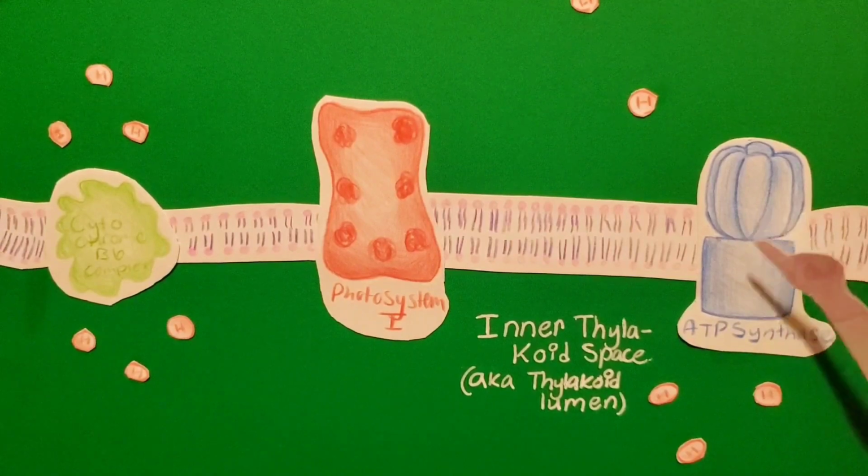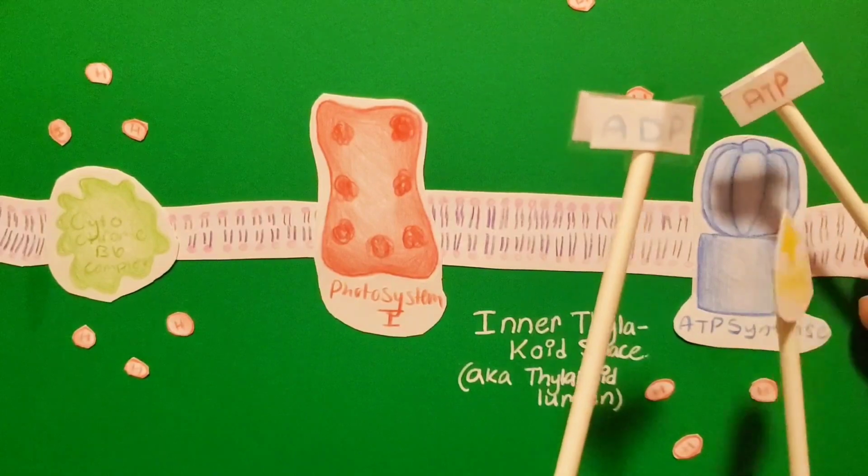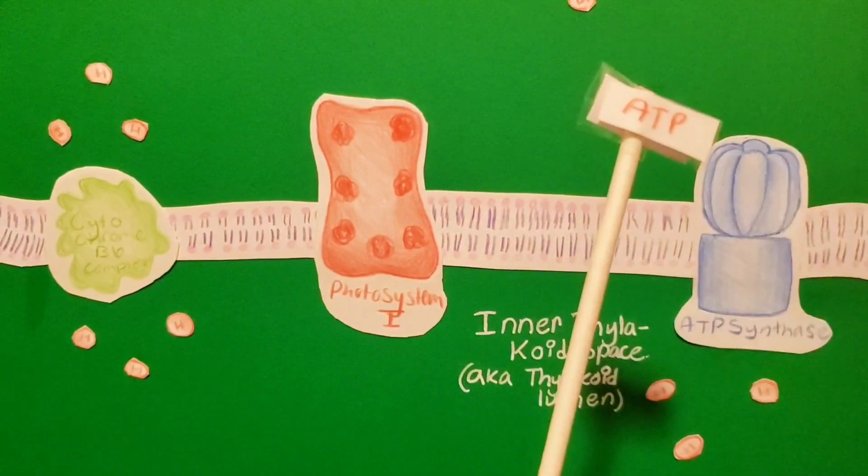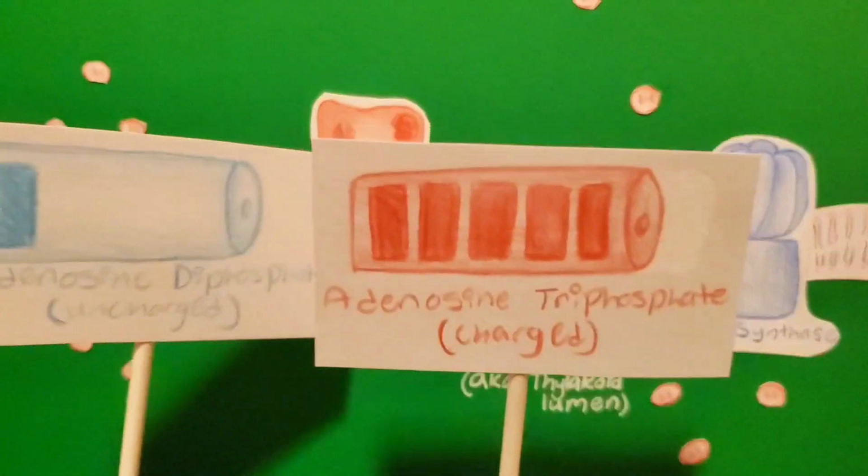They diffuse out through ATP synthase, which is a membrane-bound protein that acts like a wheel in a factory. The ATP synthase turns and ADP gets converted to ATP. ADP is like the uncharged battery version of ATP.